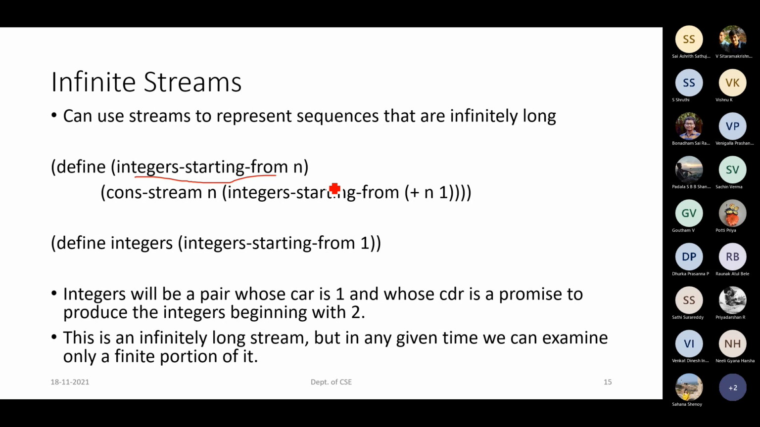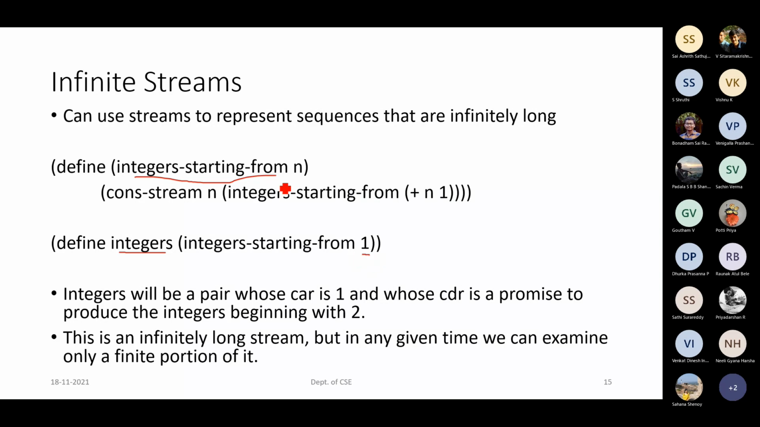So how can we generate it? Always remember cons stream, which is nothing but a delayed generation of values. So it is supposed to start from n onwards. So cons stream of n, and then I'm calling integers starting from n plus 1 as the next value. Now I've just defined a variable called integers. I've passed this integers starting from n value, and I have made n to be 1.